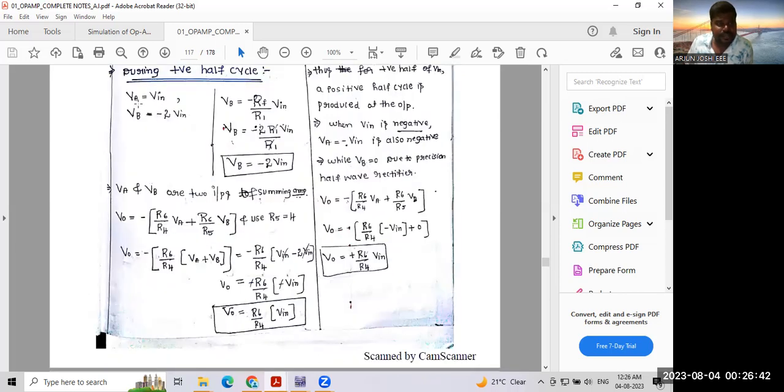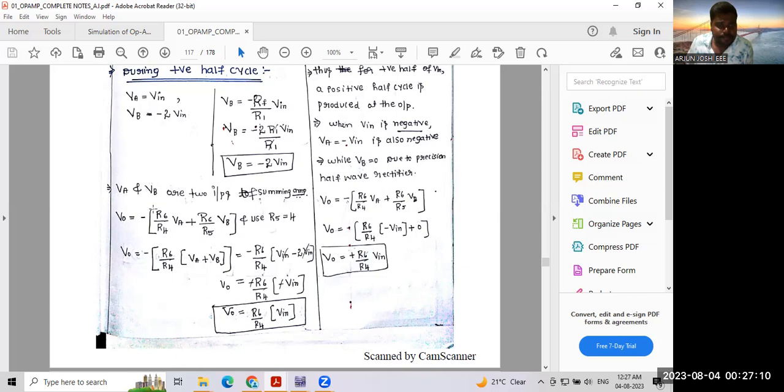Observe here. During the positive half of the cycle, VA is equal to V in, VB is equal to minus 2 V in. How is VB equal to minus RF divided by R1 times V in? RF is nothing but 2 R1, so R1 is going to get cancelled. VB is minus 2 V in, which is 2 times the input. For example, if I give 0.5 millivolts input, it will generate 1 volt output.